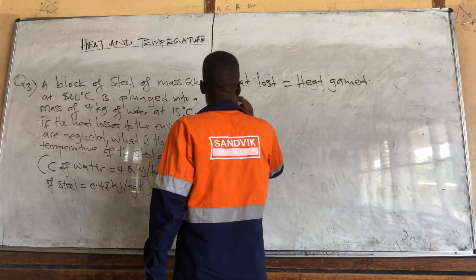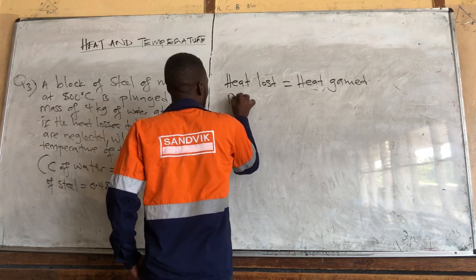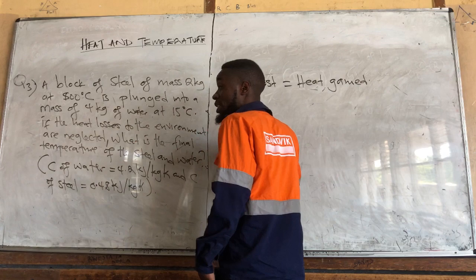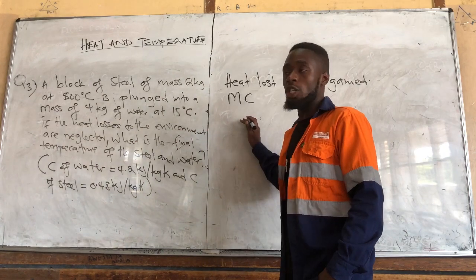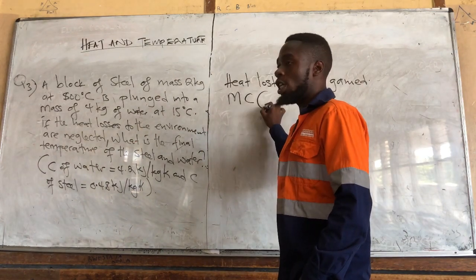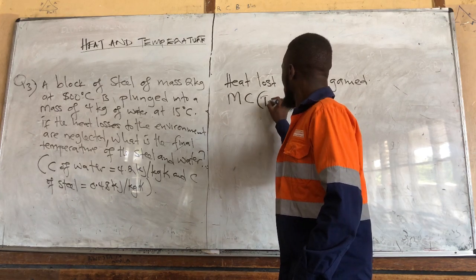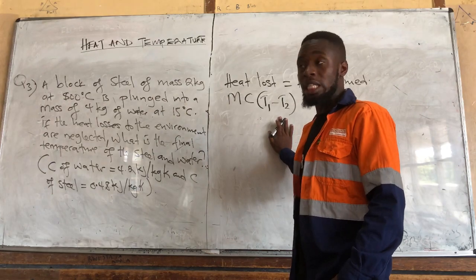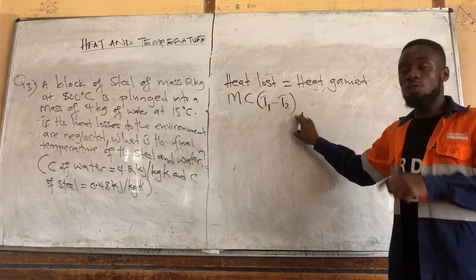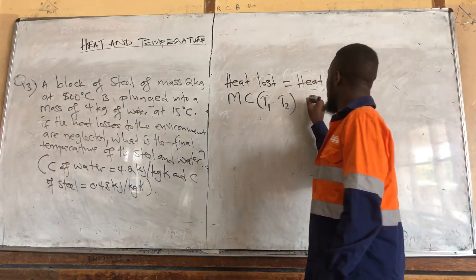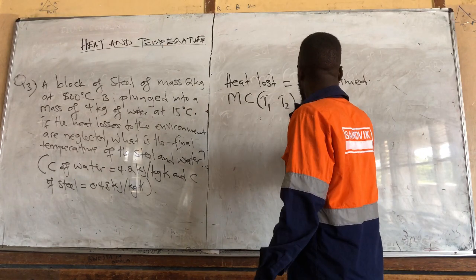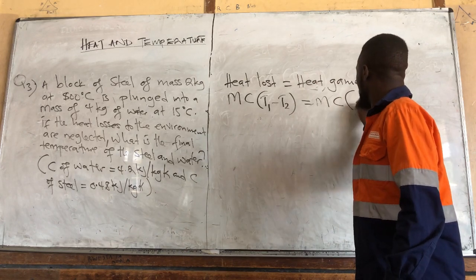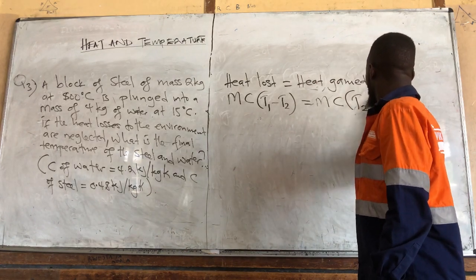The formula is mass multiplied by specific heat capacity, multiplied by the temperature change. But the trick in this question is this: on the side which is losing, it will be T1 minus T2, not T2 minus T1. This is the trick. It is equal to, on the side which is gaining, the mass of water multiplied by the specific heat capacity of water, then T2 minus T1.